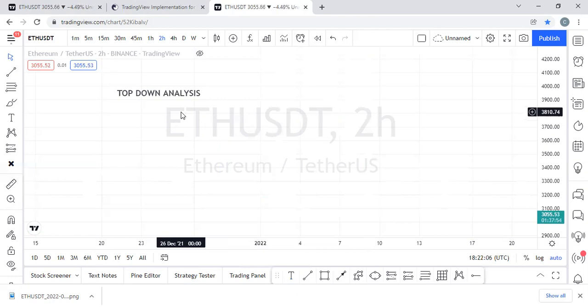When we talk about top-down analysis, we simply mean analyzing from the bigger time frame to the smaller ones. As you can see, this is a weekly, so we analyze from the weekly down to the 1 minute. That's what it means, because the rule of trading is that the bigger time frames control the smaller time frames. The weekly controls the daily, the daily controls the 4 hour, the 4 hour controls the 2 hour, the 2 hour controls the 1 hour, and like that we progress downwards.